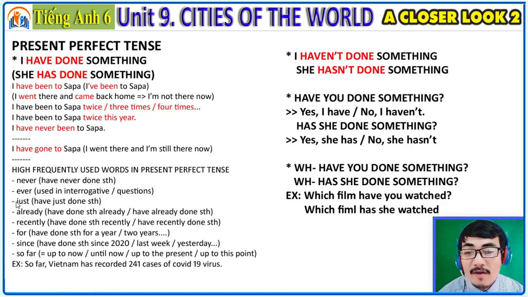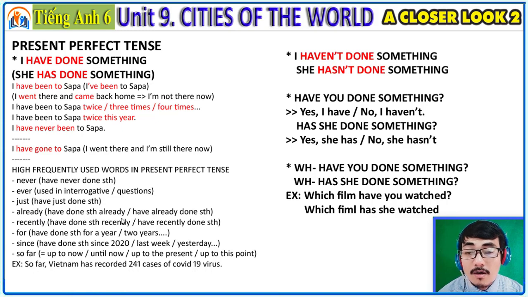Never, ever, just, already, recently, for, since, so far. Okay? So never, I have never done something. Ever is always used in interrogative or in questions. For example, have you ever been to Danang? Have you ever eaten a hamburger? Have just done something. For example, I have just eaten lunch. I have just written a letter to Peter. Okay, have just.